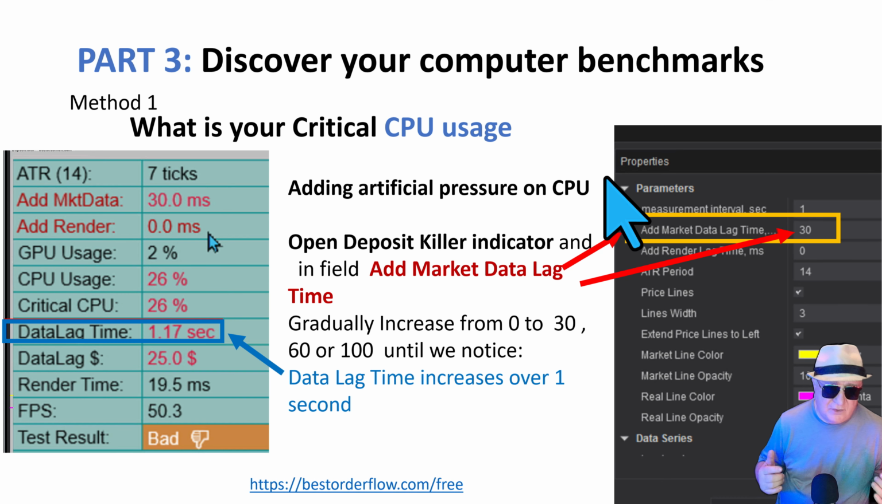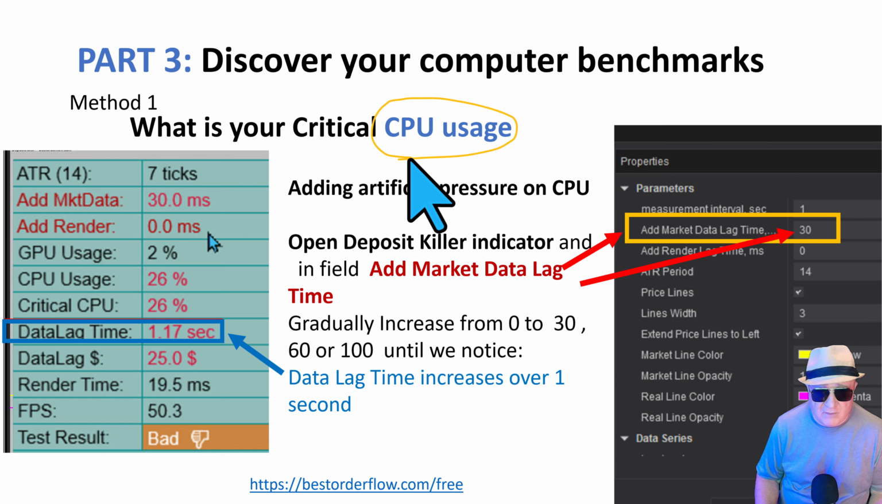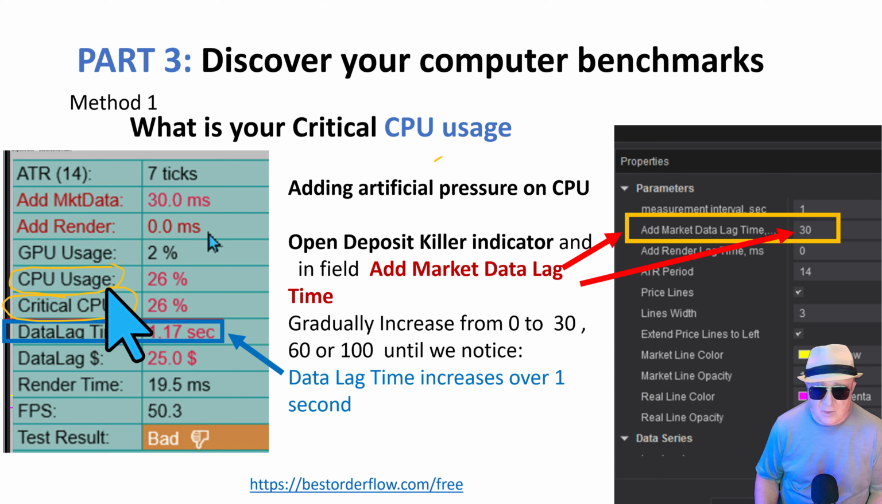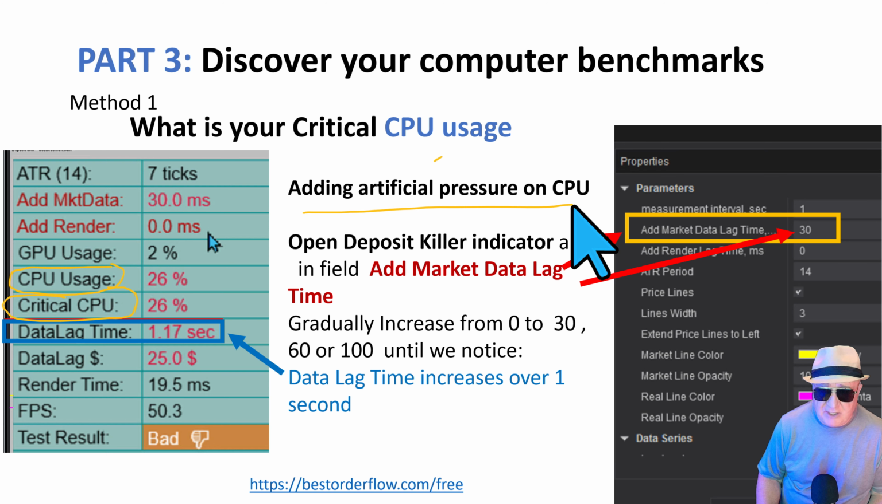After we know our rendering time with nothing on the chart, we need to discover the critical CPU usage for our machine. Here is the CPU usage and the critical CPU usage for this particular machine that we performed the test on. Okay, now how are we going to do that? We're going to add artificial pressure on the CPU with the deposit killer indicator.